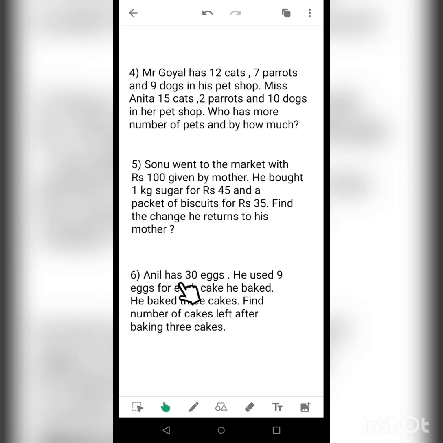Question number 6. See that in question number 6, Anil has 30 eggs. He used 9 eggs for each cake he baked. He baked 3 cakes. See that if he has used 9 eggs in each cake, so in order to bake 3 cakes, each of the same type, you can find out by multiplying how many eggs he has used, and finally you can subtract this value from the total number of eggs, that is 30 eggs. Your final answer should be the number of eggs left after baking 3 cakes. So you can get how many eggs are left after baking the 3 cakes.